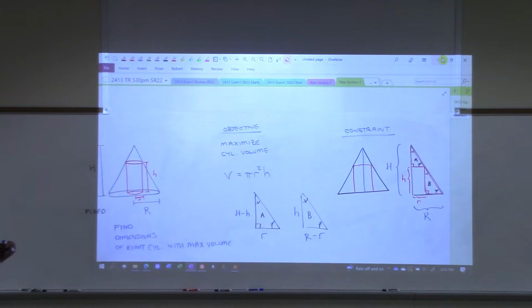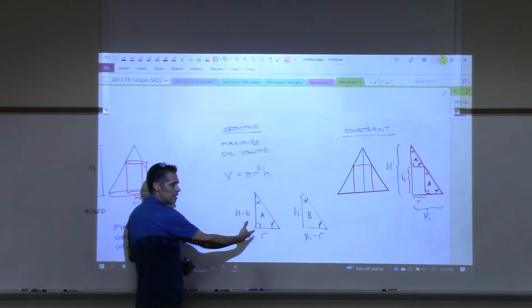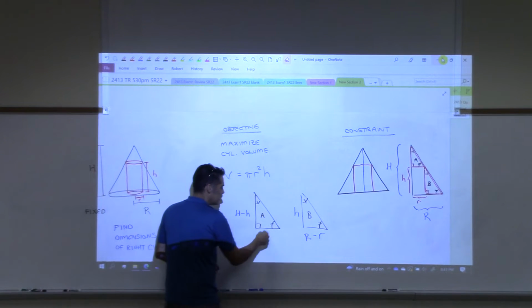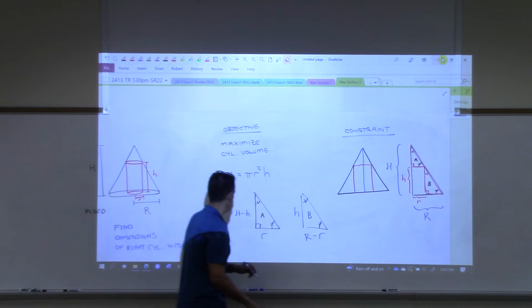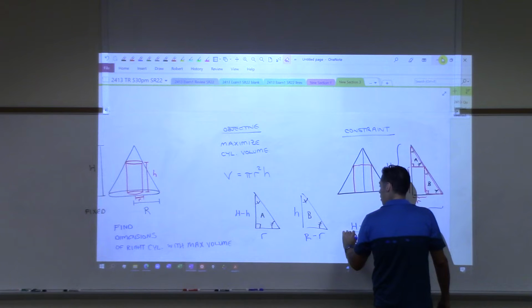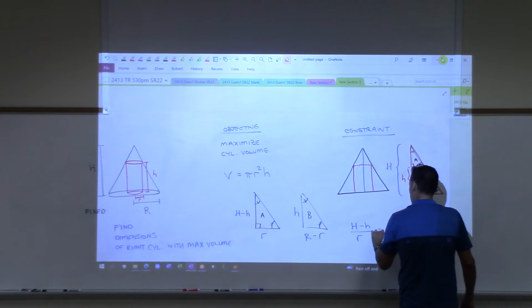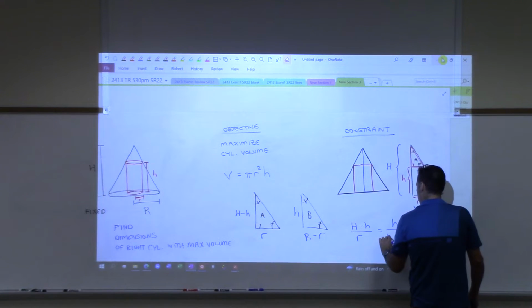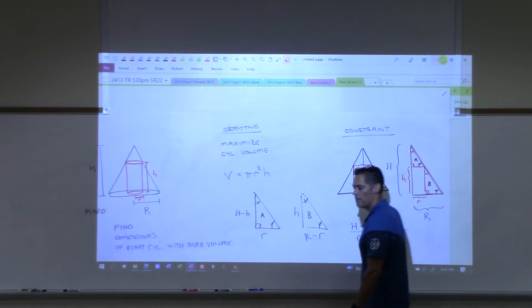We need an equation that relates little r and little h together. I can set up a ratio, any way I want. Let me do this over this equals this over this. I'm just going to write it down. Big H minus little h over little r equals little h over big R minus little r.